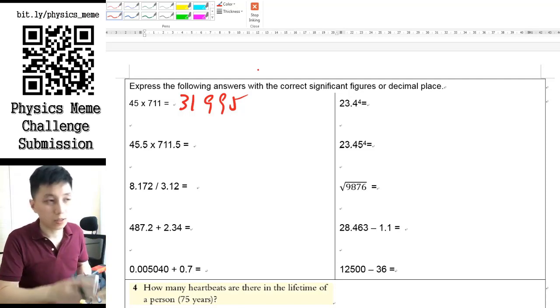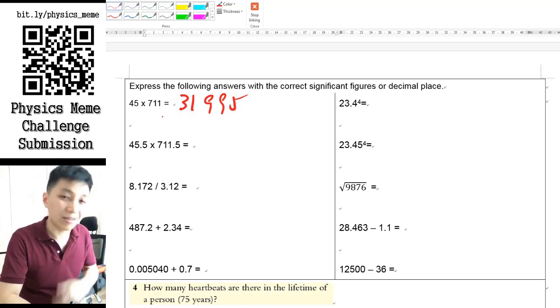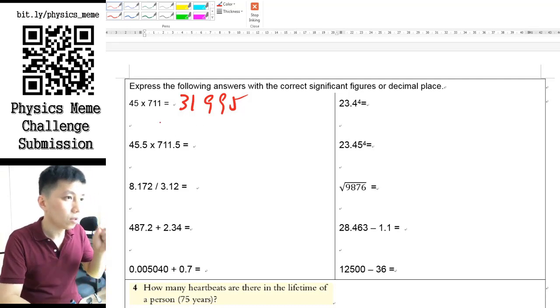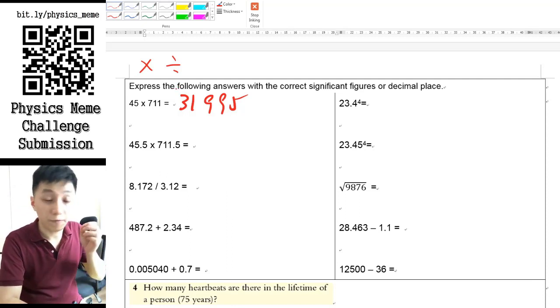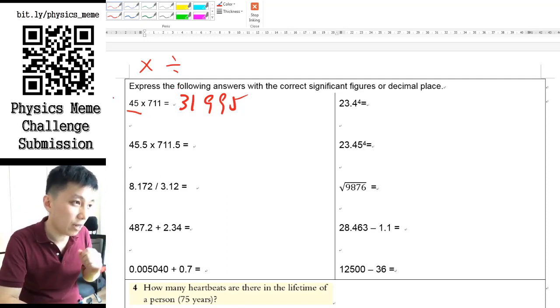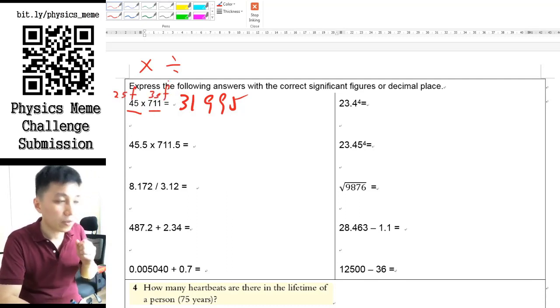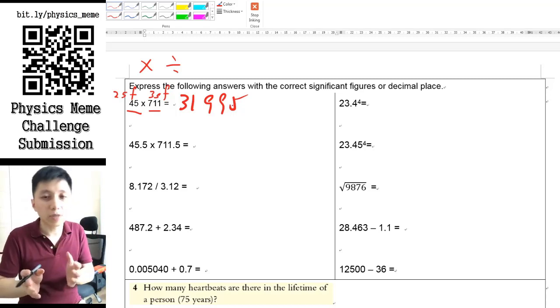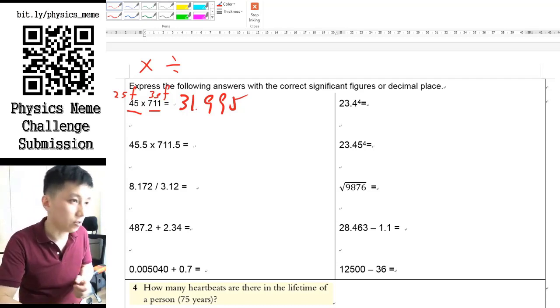But then if, say, in the exam when you are presenting the final answer, then you should not express all these 5 digits. So what you should do, and the rule is probably something that you may have heard in IGCSE too, but let me just reiterate again. For multiplication and division, what you have to do is look at how many significant figures each of your raw data has. So for example, here 45 has 2 sig fig. For 711 you have 3 sig fig, obviously. And so the rule is for your final answer you can only express with the least sig fig from your raw data.